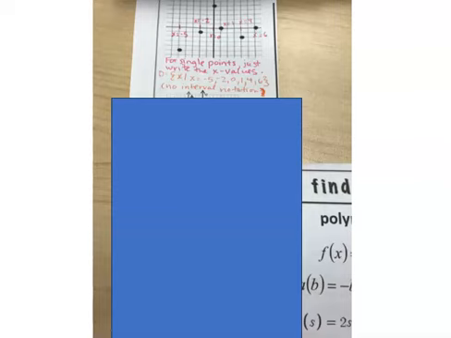Now, because interval notation gives a set of numbers between x's, and we don't have any lines connecting any of these dots, this is not going to have any interval notation associated with it because these are just single points instead of lines between points. So there will be no interval notation.